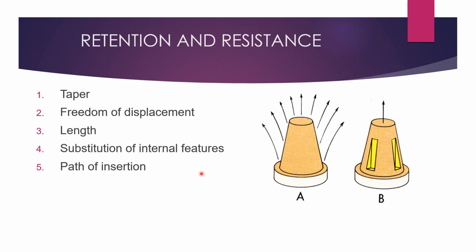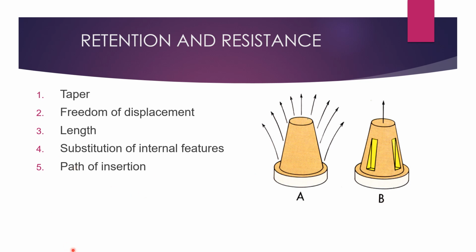Okay. Coming to the freedom of movement, so maximum retention is achieved when there is only one path. Okay, single path. Not too many paths, guys. So it does not have freedom of displacement. Length, it should have adequate length, guys. Substitution of internal features: sometimes you can give some grooves and boxes just to create that retention form, right?